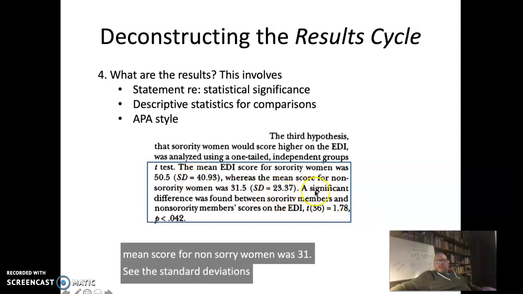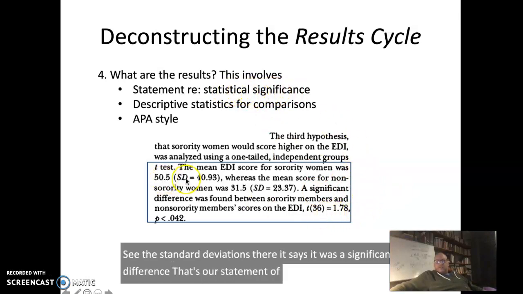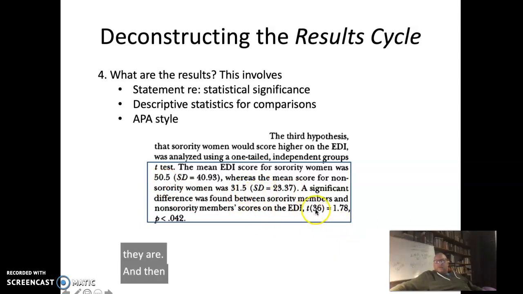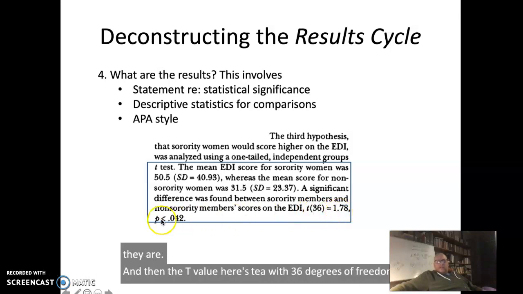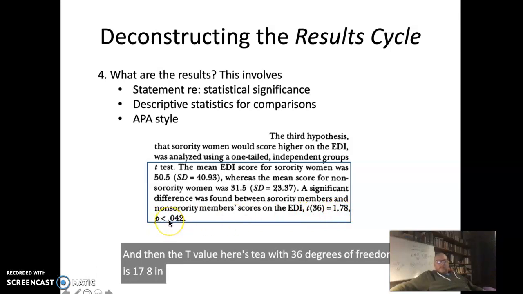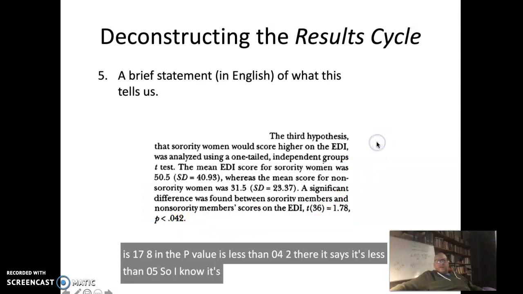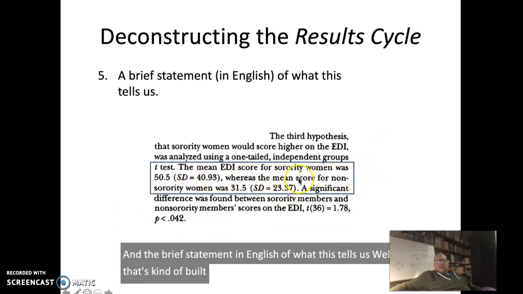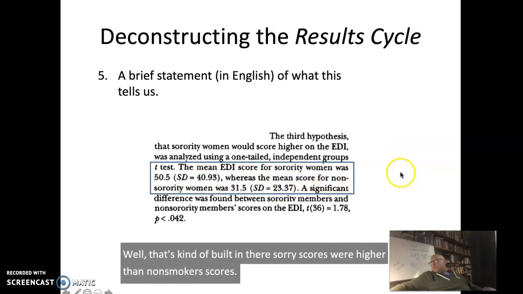It says it was a significant difference. That's our statement of significance. The descriptive statistics here let me see exactly how far apart they are. And then the t-value here, t with 36 degrees of freedom is 1.78, and the p-value is less than 0.042. There it says it's less than 0.05, so I know it's statistically significant. And the brief statement in English of what this tells us, well, that's kind of built in there. Sorority scores were higher than non-sorority scores. And there you have it.